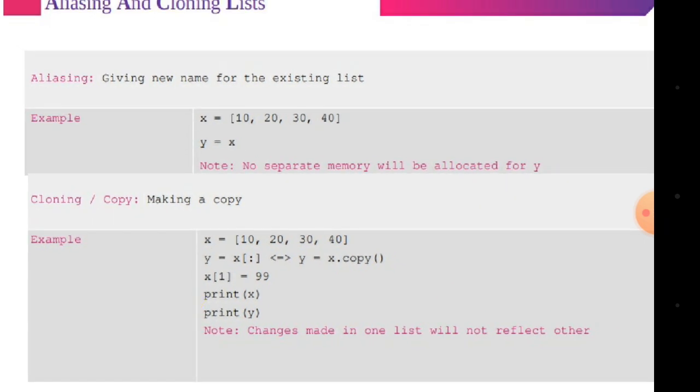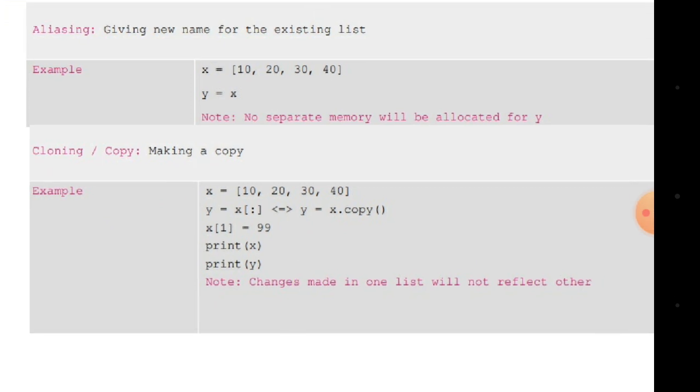Then cloning, how do we make a copy? Simple, we associate x is equal to this list, then to copy the whole of x, we simply write x dot copy. And if we want to add another number, you can update it again by using the indexing method.